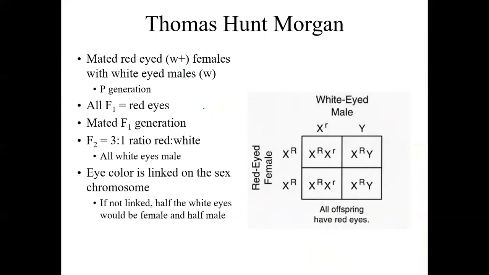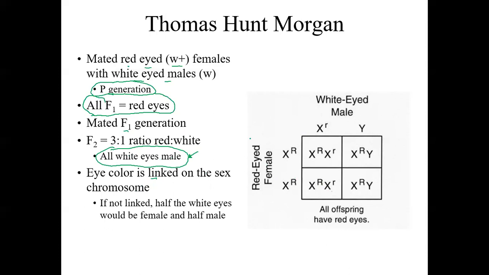Now, basically, when he mated these red-eyed females with white-eyed males, that was the parental generation. So he basically took red-eyed females with white-eyed males. And then in the F1, all of them had red eyes. And that didn't necessarily throw him off too much, but when he mated the F1, you would have expected to see that 3-to-1 ratio, but he didn't. He was seeing this where all of the white eyes were male. So that means that none of the females actually were expressing that recessive trait. And he came up with the conclusion that eye color is linked on the sex chromosome.